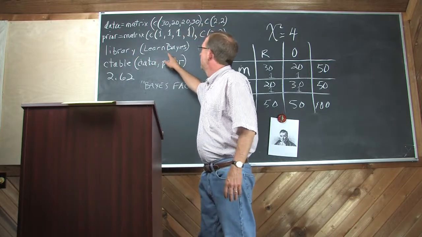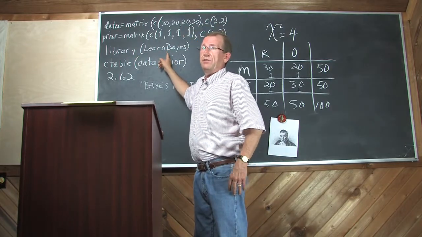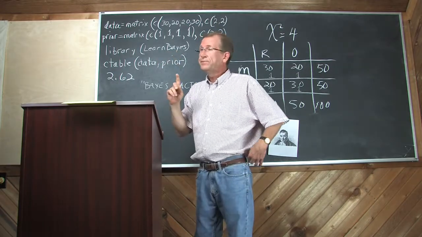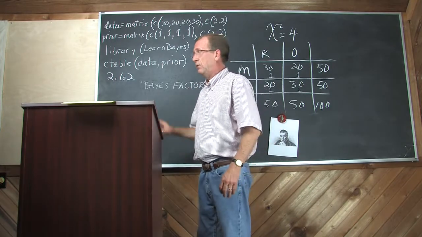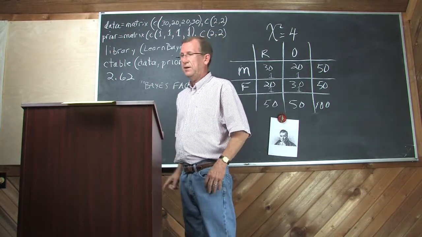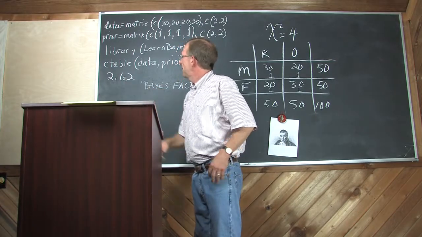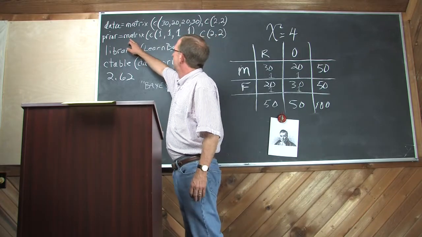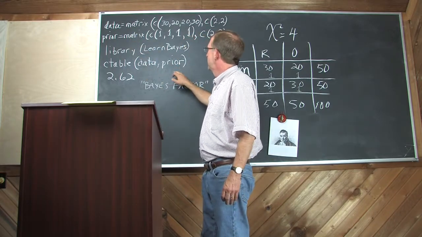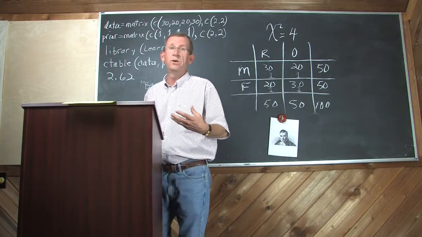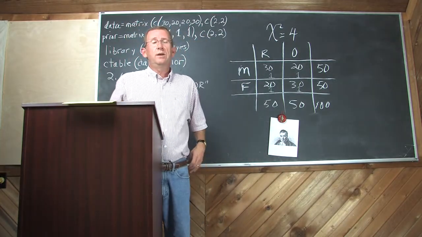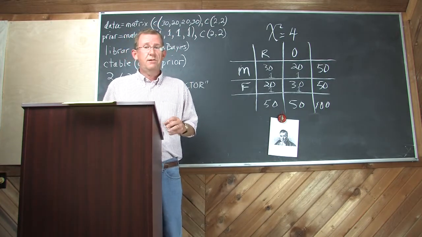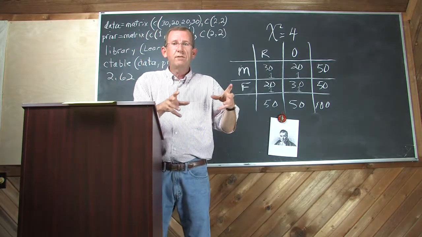Just load the library. You will probably have to download this package first. LearnBayes is one word, with the capital letter L and the capital letter B. It has a function in it called ctable, and so you've created these two matrices. Just type ctable with data and prior. It'll show you that the Bayes factor here is 2.62. Refer back to the Wikipedia page, and you'll see that it's pretty solid evidence that the two are not independent in a true model-based comparison.